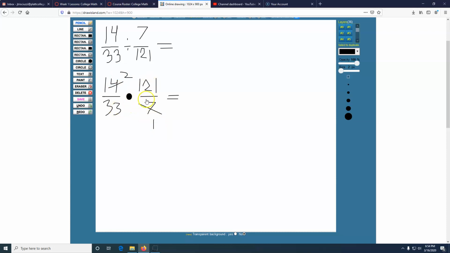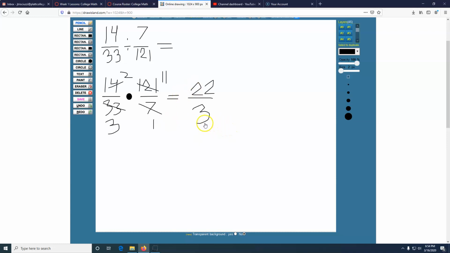And it might be a little trickier to see here, but 33 and 121 are both multiples of 11. So we can actually divide both of these by 11. And so now we have 2 times 11, which is 22. And it's over 3. So in this case, it turns out to be not that bad.